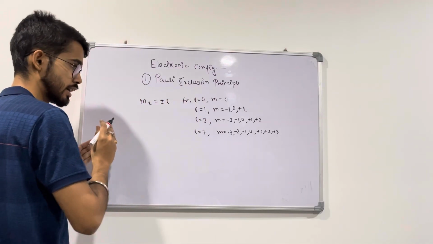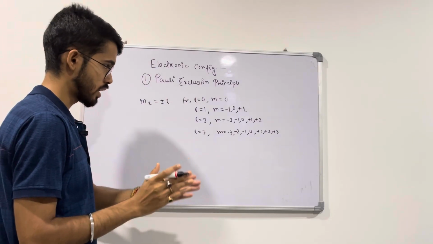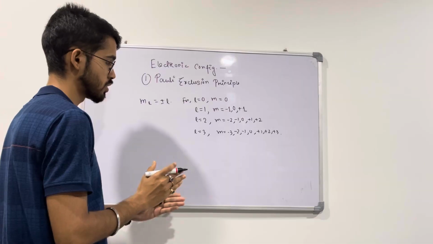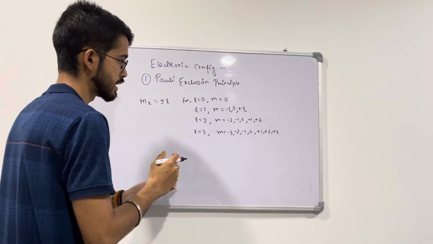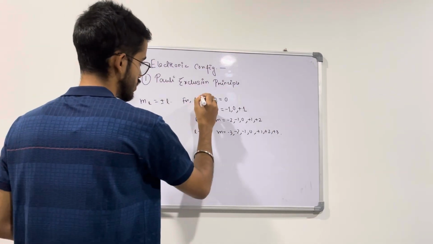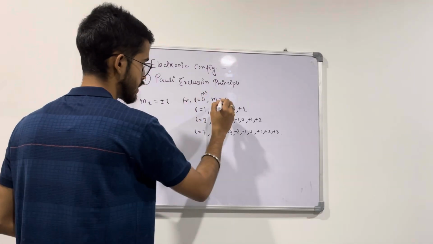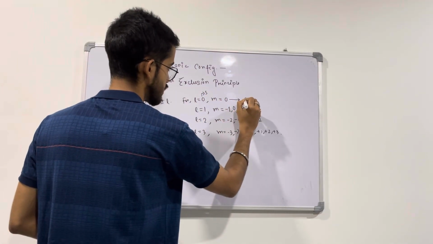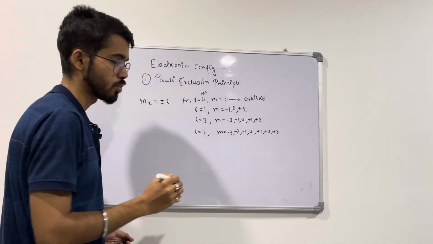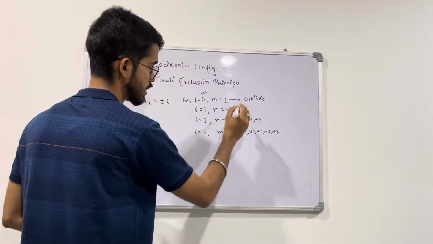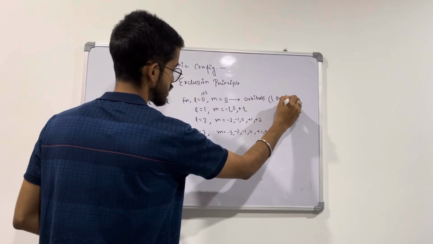Now, similar as we learned for n is equal to 1, L is equal to 0, corresponding to n there are values of L. Similarly, for values of L there are values of M. So, we now learn it one by one. For L is equal to 0, it is S subcell. What does M value signify? Orbitals. So, in S subcell, how many orbitals are there? Since there is only one value, in S subcell one orbital is present.